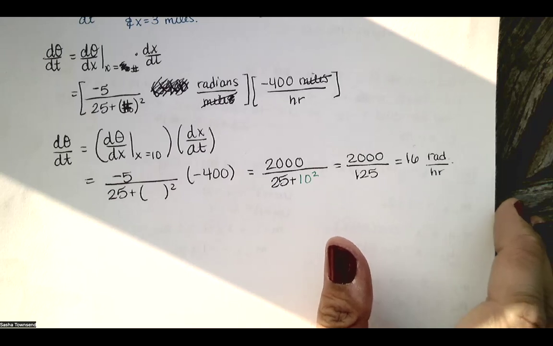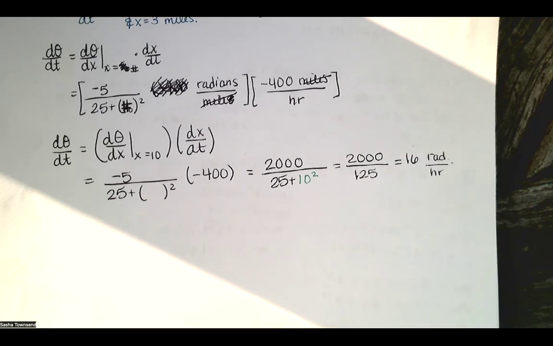And I'd say, why would I measure everything in hours? The only reason we're measuring everything in some number of radians per hour is because the speed of the plane was given in miles per hour. It actually might be more useful to change to minutes or seconds by multiplying by the appropriate conversion factor. But this is what we get when x equals 10.